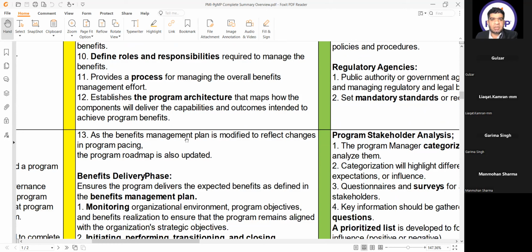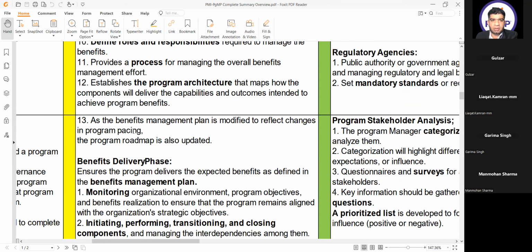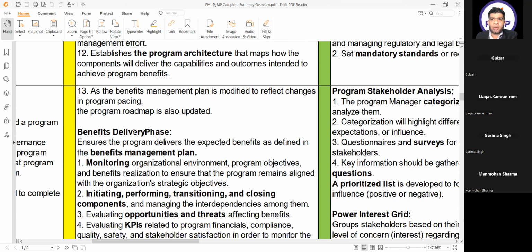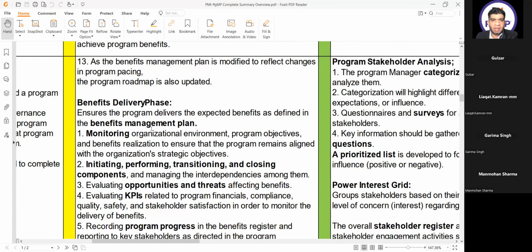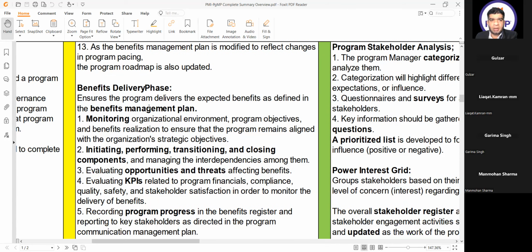As the benefits management plan is modified to reflect changes in program pacing, the program roadmap is also updated. This we have discussed before also. So whenever there is a topic about pacing, the program roadmap is also updated. Then we have benefit delivery phase. And sir, whenever schedule is updated, that time also we update roadmap, no? Yes, the schedule is coming later on. So whenever you have a change in delivery of milestones, the roadmap is updated.